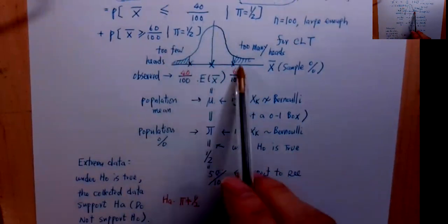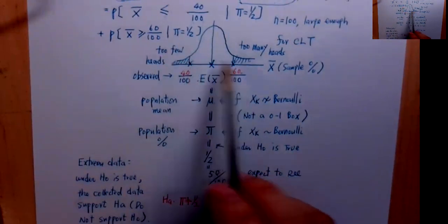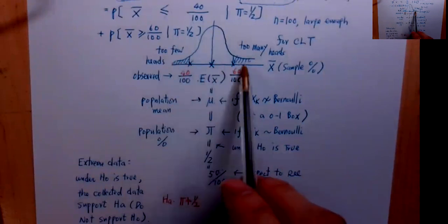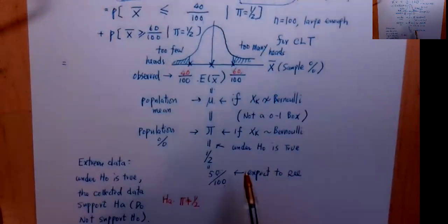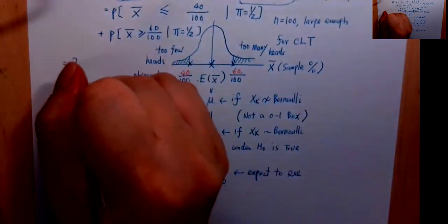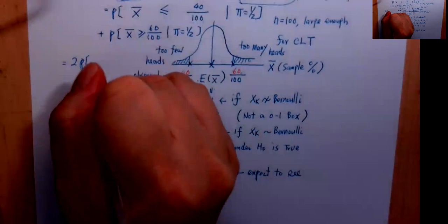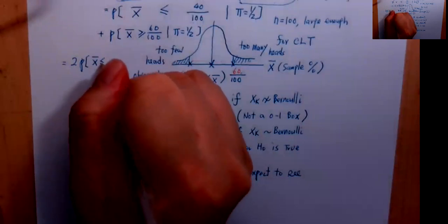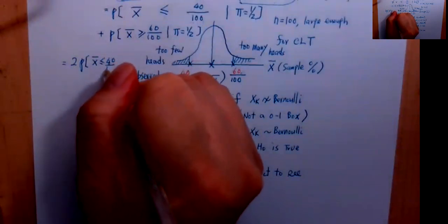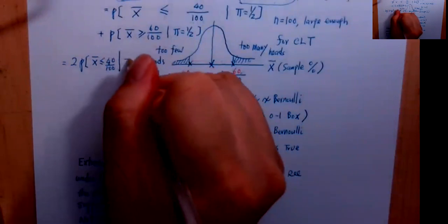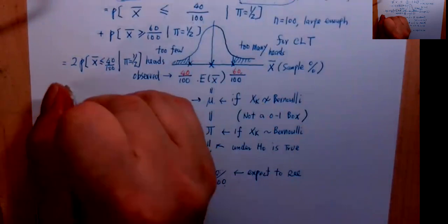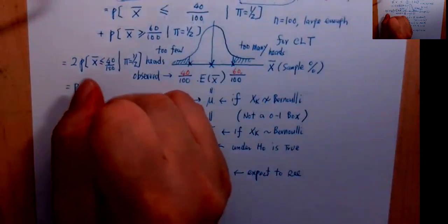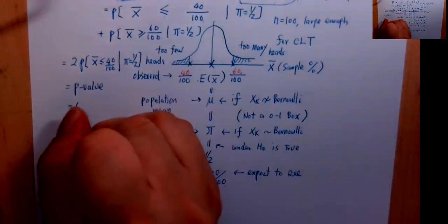But since the normal distribution is symmetric, these two tails are actually the same. So many textbooks just tell you, when you see this is two-sided, all you need to do is 2 times the probability X bar less than or equal to 40 over 100 given pi equal to 1/2. Okay? This is your p-value. And let me put a star here.